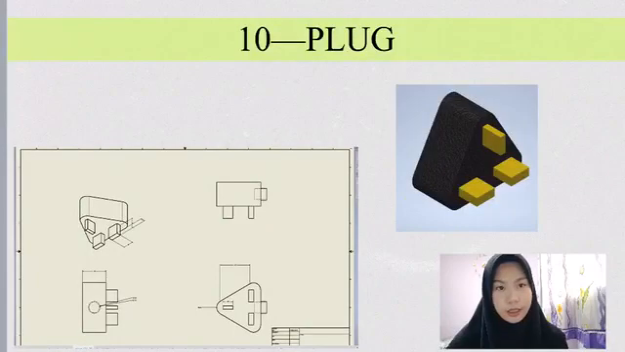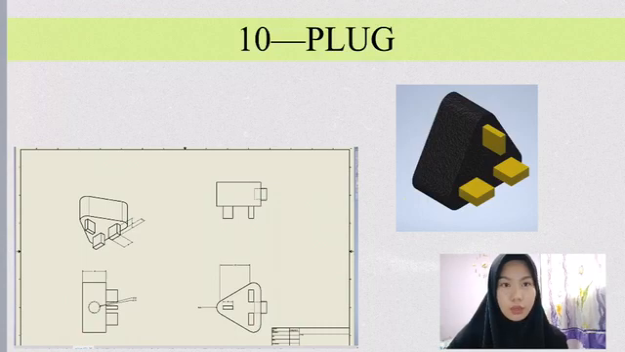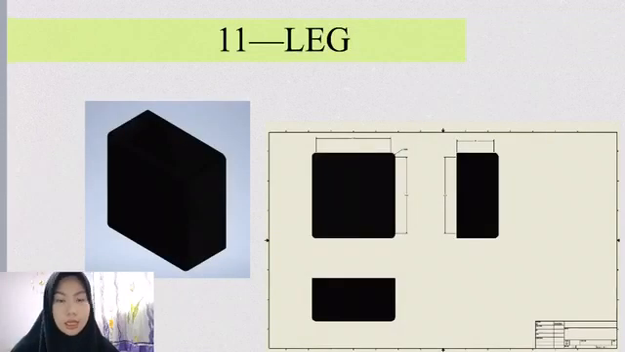Next is the plug. It is used to connect the power supply so the oven can work. The plug has 41 mm long, 20 mm width, and 37 mm. Next is the leg of our oven. It will maintain stability of our oven. So the leg has 4 pieces in this oven. It is 36 mm high, 18 mm width, and 36 mm long.